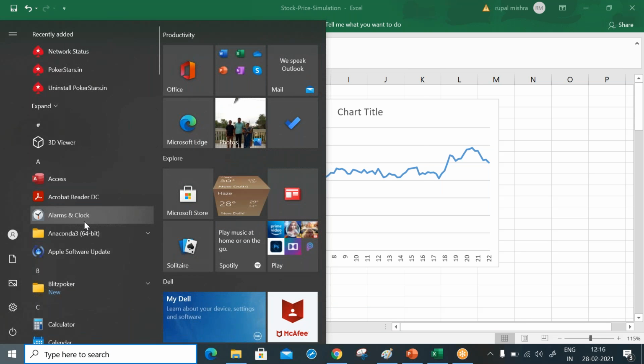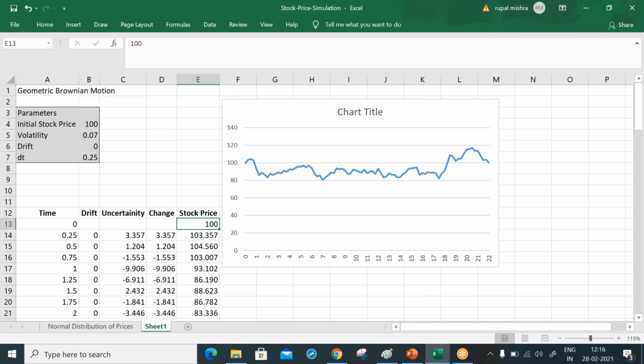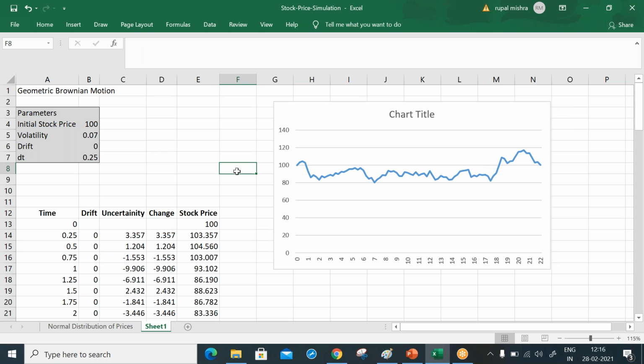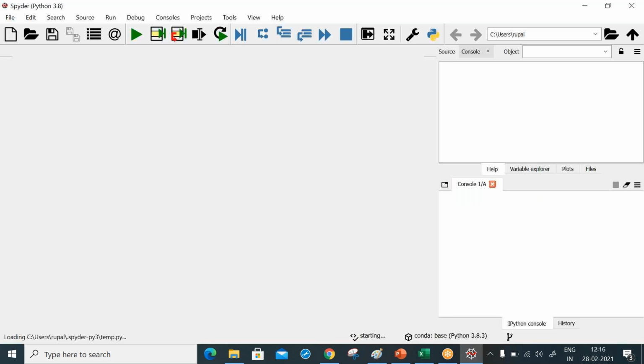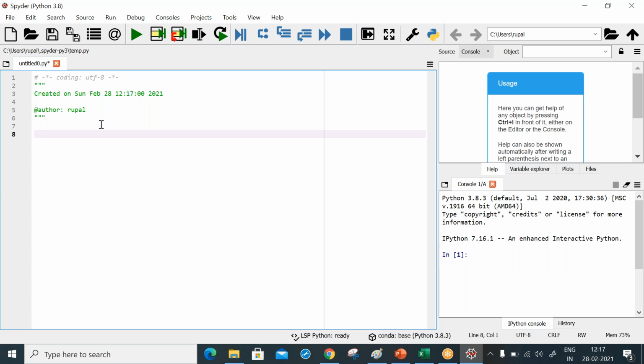What I will start is I will search for Spyder, right? And let it open first. As discussed, this is the interface where we are going to write the code. It's a professional way to do it. You can do it in Jupyter also, there are other places also where you can write the code. But as I told you, this is a professional and a better way to do it.